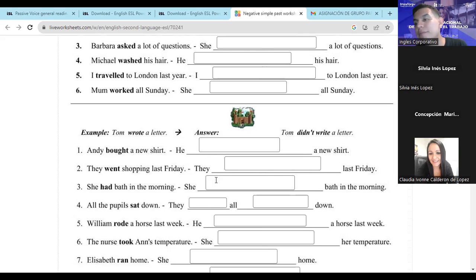She had a bath. She didn't have. Number four. All the pupils. They didn't all sit down. Or all the pupils didn't sit down. William rode a horse. He didn't ride. The nurse took. He didn't take.